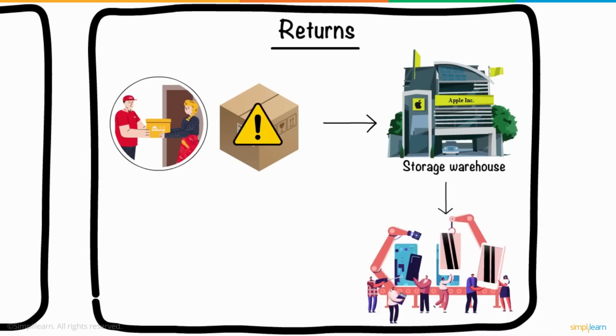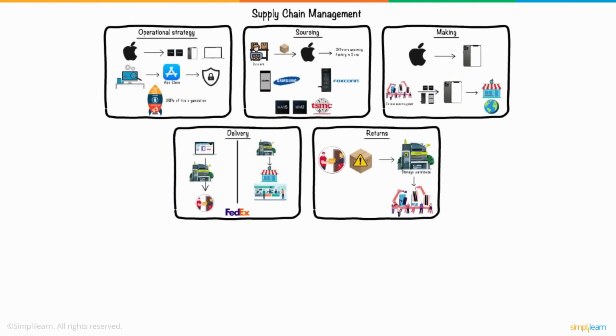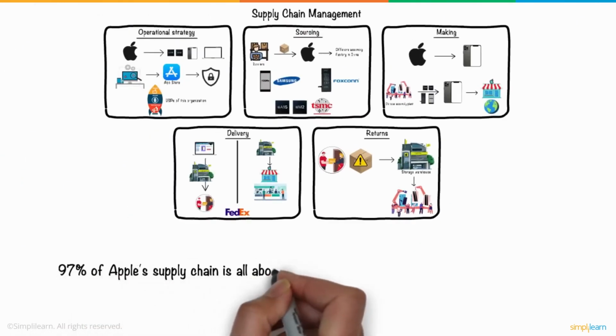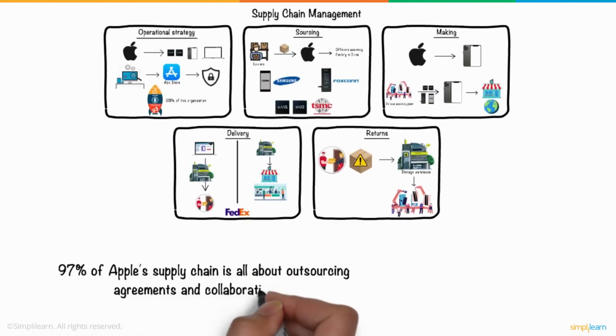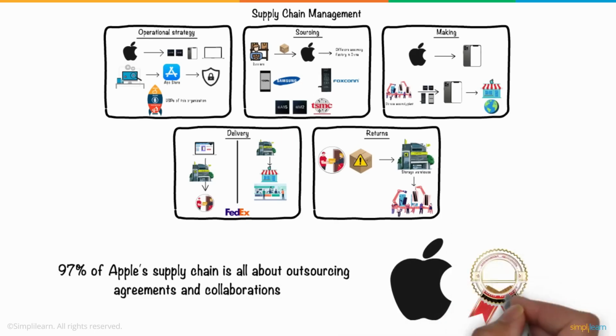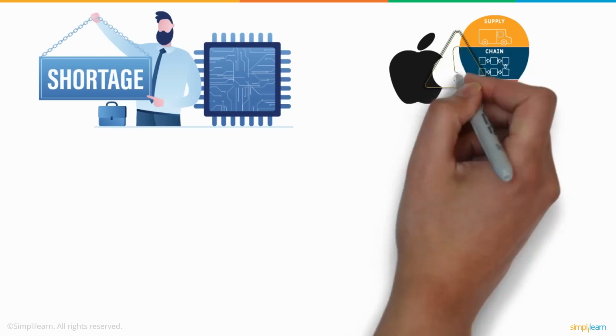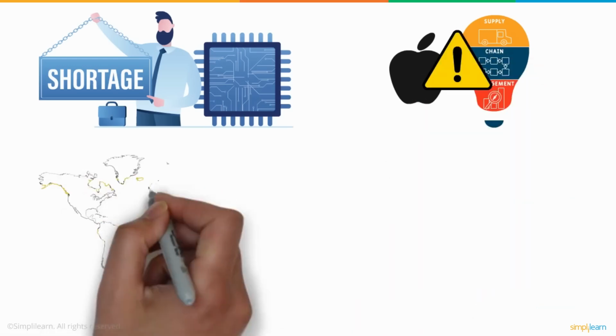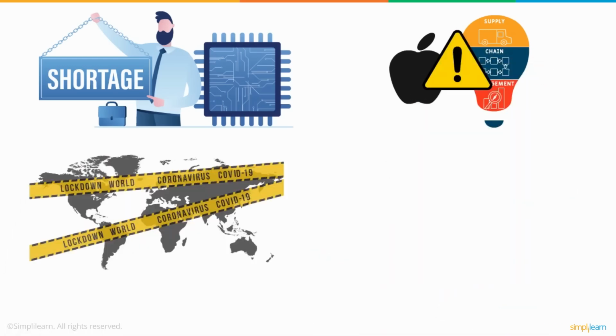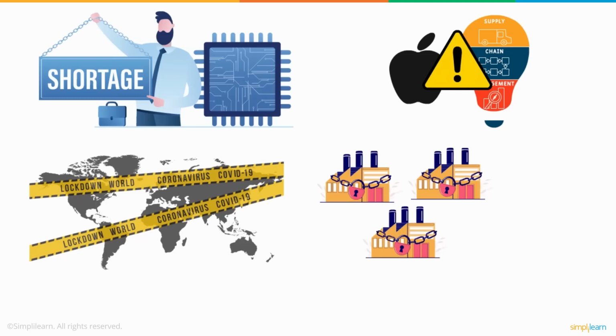Statistically speaking, 97% of Apple's supply chain is all about outsourcing agreements and collaborations, which has helped Apple become the best computing device producer. However, due to the recent worldwide chip shortage, Apple's supply chain has been affected adversely. The world was shut down because of the COVID-19 pandemic, and many factories also went down with it, leaving chip manufacturing materials unavailable for months.